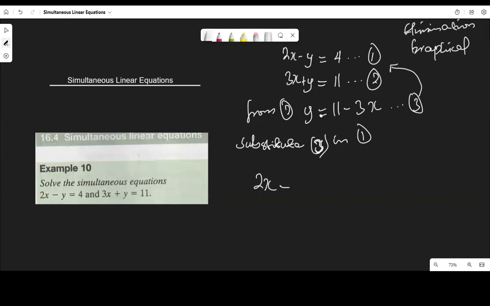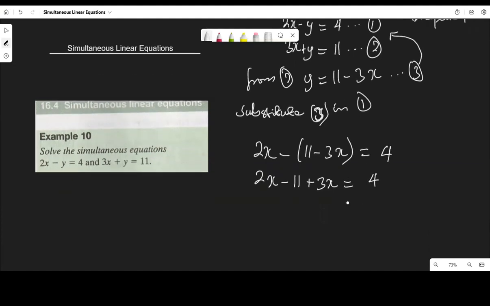So equation 1 becomes 2x minus, instead of minus y, now I'm going to replace it with this (11 minus 3x). Now notice that I introduce a bracket because this minus will affect both 11 and negative 3x, and equal to 4. So 2x minus times 11 is minus 11, and minus times minus is plus 3x, equal to 4. Collecting like terms, these 2x and 3x are alike. The 2x plus 3x is 5x, minus 11 is equal to 4.